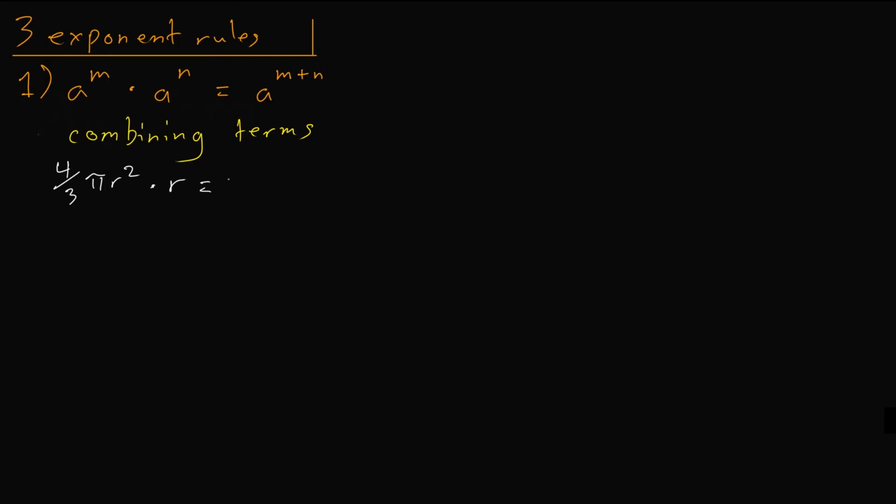Well, if we follow this rule, we see this is going to be 4/3 pi r to the power of 2 plus 1, right? Because this is actually r to the 1, okay? So when we look at it this way, it very clearly becomes 4/3 pi r cubed. There we go. What's that, the volume of a sphere or something? Okay, so we can have these different powers of r and combine them together when they're being multiplied using this rule here. Very, very common, okay?